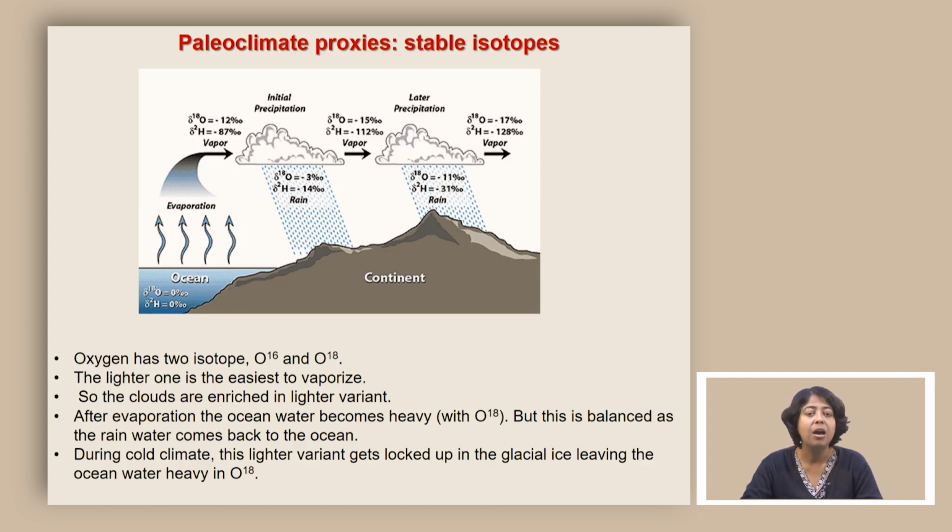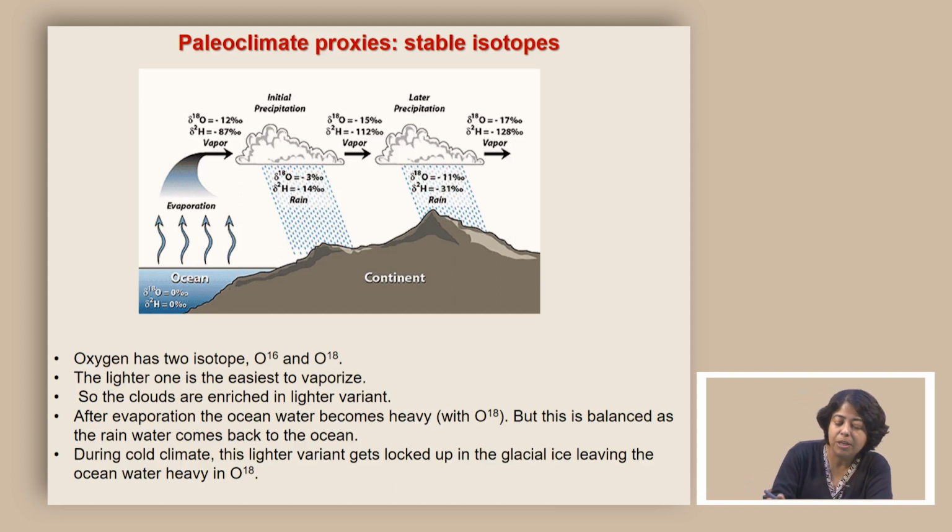However, because their masses are different, they are going to behave differently if it goes through phase changes such as going from, let us say, solid to a liquid phase or liquid to a vapor phase and things like that. And this is being utilized for understanding past climate. Let us try to understand how it can be done.